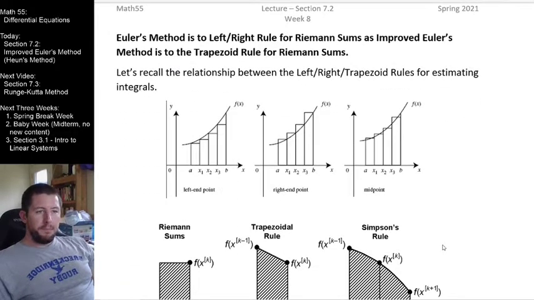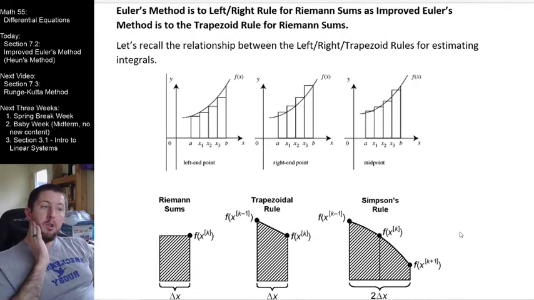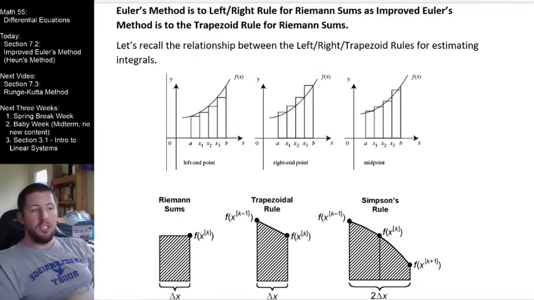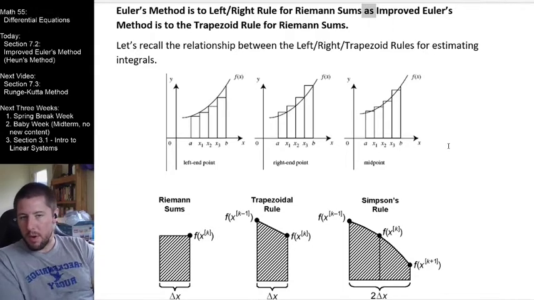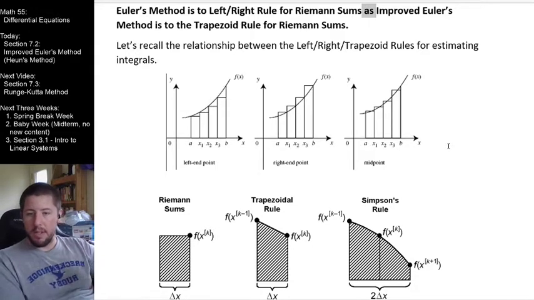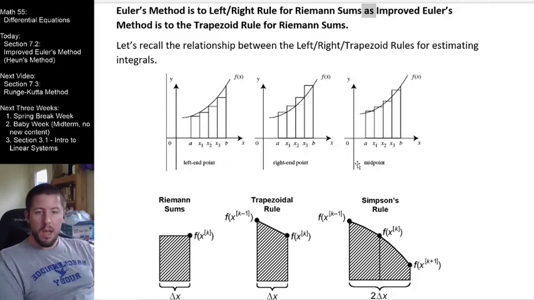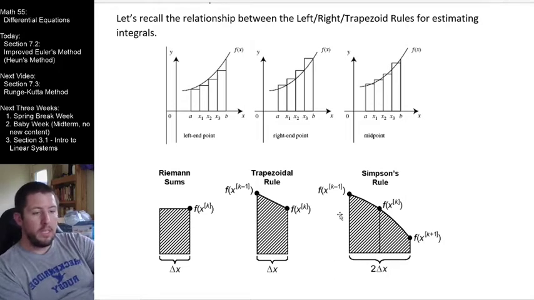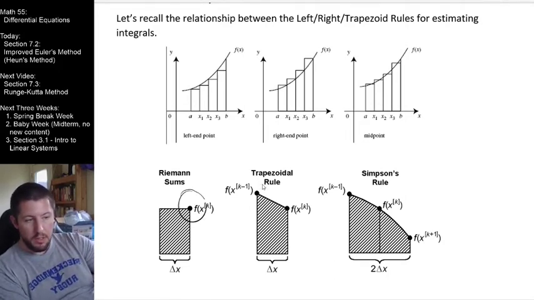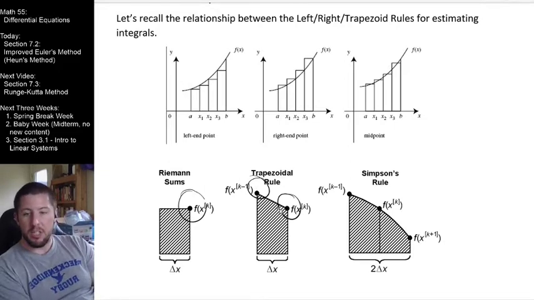So let's go ahead and look at what we're doing. Today we're looking at our improved Euler's method, and I want to share this analogy with you that's at the top of the screen. Euler's method is to left and right rule for Riemann sums as improved Euler's method is to the trapezoid rule for Riemann sums. We're going to use a second point's information and average the two, right? So you guys remember that for our left and right endpoints, the important thing is 1 point of information is what's used versus 2 points of information is what's used.